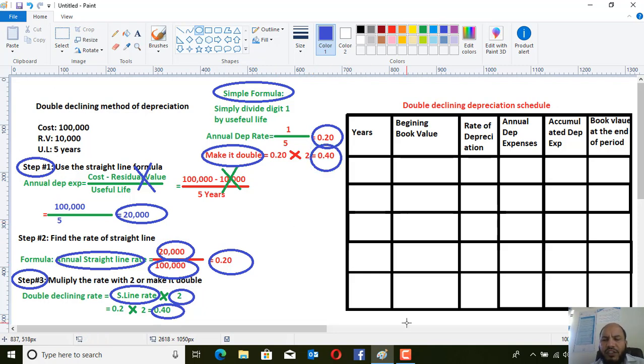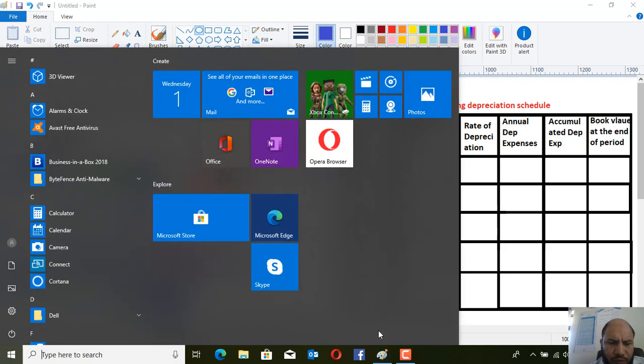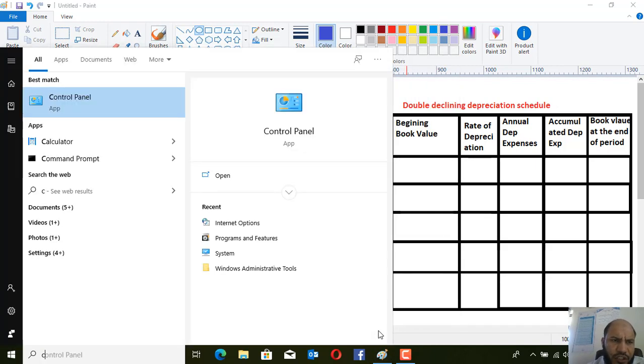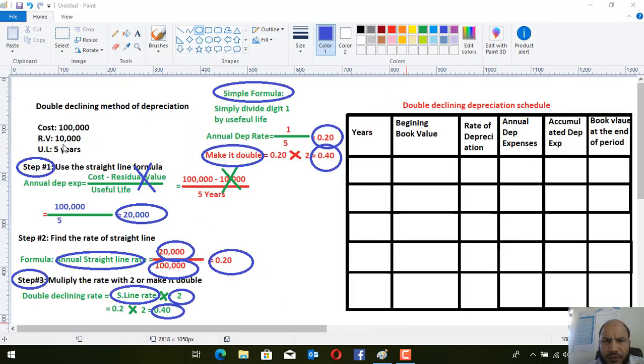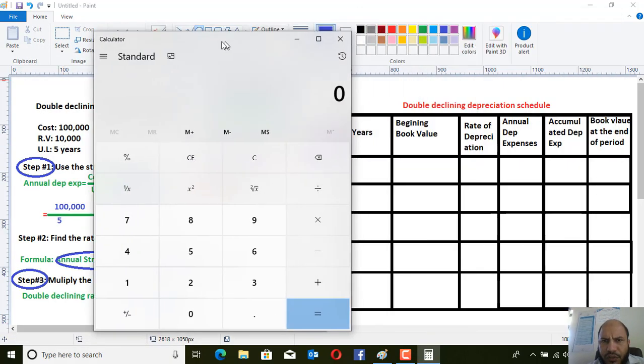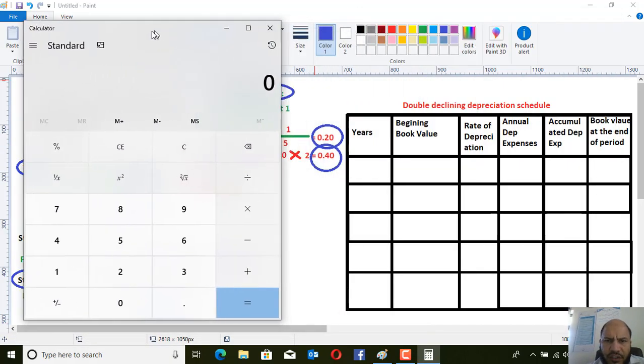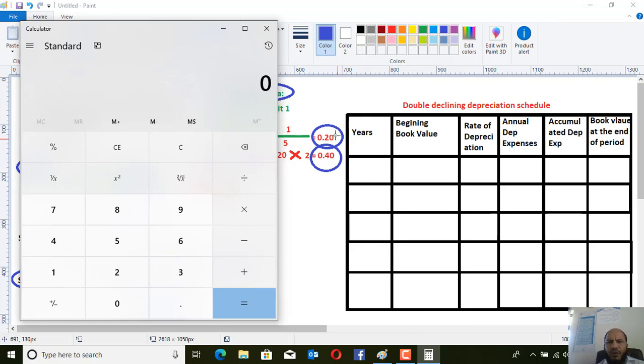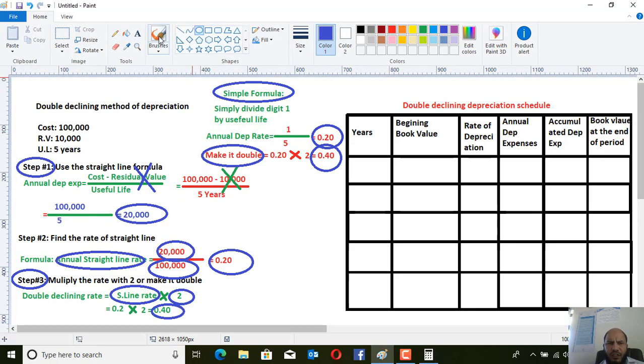Now we will move towards the calculation. But before going towards the calculation we need the calculator. So see, dear students, we have a calculator over here. Now let's put the data over here.